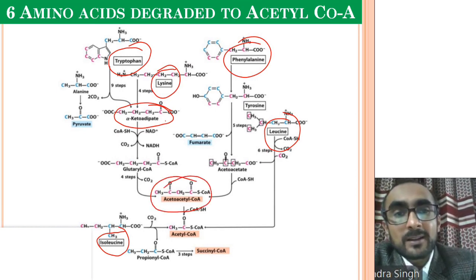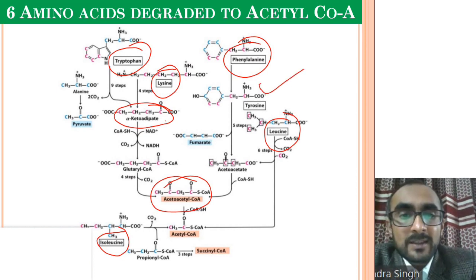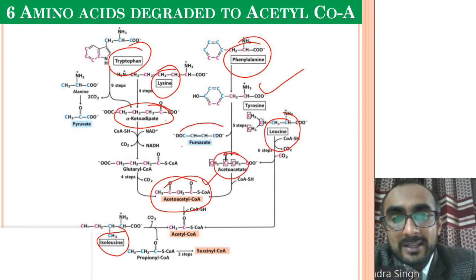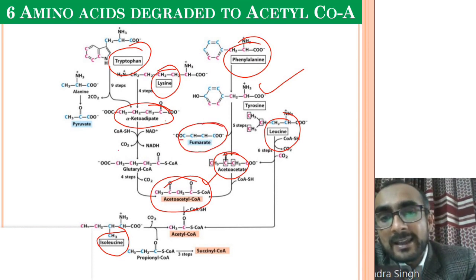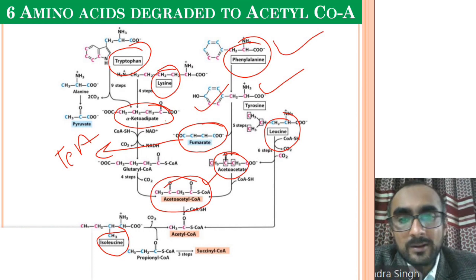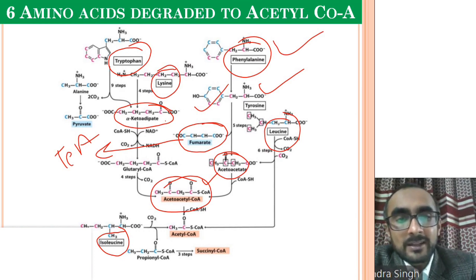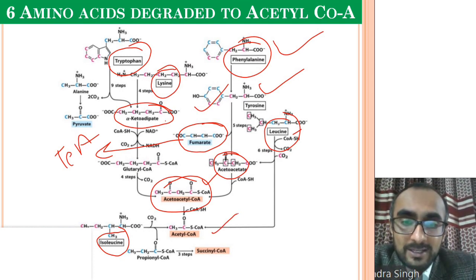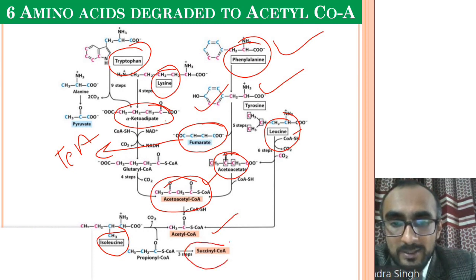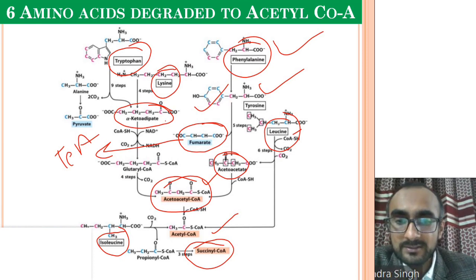Similarly, phenylalanine is first oxidized to tyrosine, and this tyrosine is eventually converted to acetoacetyl coenzyme A and or acetoacetate, giving rise to fumarate. This fumarate enters the TCA cycle, and that's why phenylalanine and tyrosine are glucogenic also, along with being ketogenic in nature. Then leucine gives rise to only acetyl coenzyme A, so leucine is a purely ketogenic amino acid, whereas isoleucine gives rise to succinyl coenzyme A, so that is glucogenic in nature.